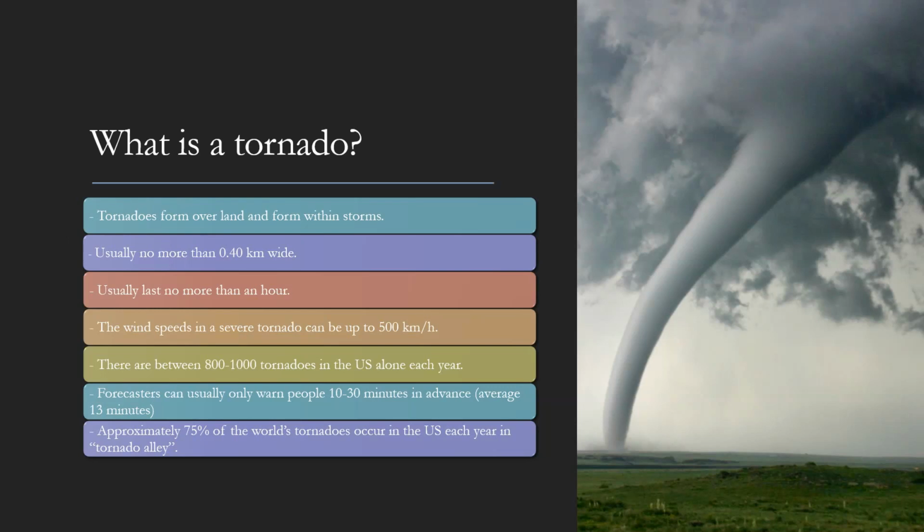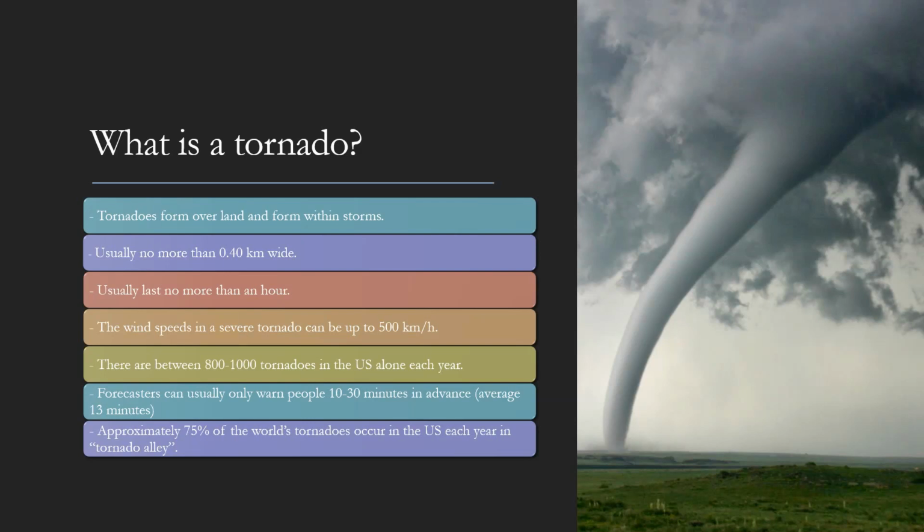So, first of all, what is a tornado? Now, on your worksheet, question one is a table of properties essentially. So, for example, where tornadoes form versus where hurricanes form. So, this information here is what you're going to need for question one.